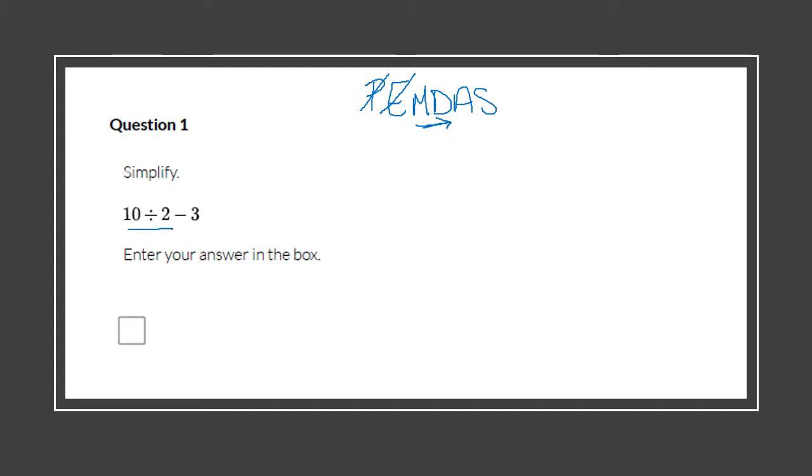So I do see a multiply and divide in this problem, so I'm going to rewrite it over here. And I'm going to do my division. Okay, and then I'm just going to bring down the rest of the problem. So now I've completed all of those, so now I've just got add and subtract left to right. So 5 minus 3 equals 2.